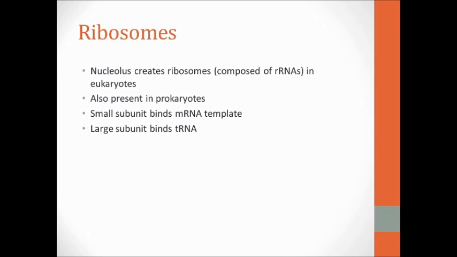And the nucleolus will create ribosomes, which are composed of rRNA, in eukaryotes. Ribosomes are also present in prokaryotes, but they're not created by the nucleolus. The small subunit will bind the mRNA template, and the large subunit binds the tRNA. So although the ribosomes are not in the nucleus, they are composed of and creating and binding to a lot of the components that help to make proteins.